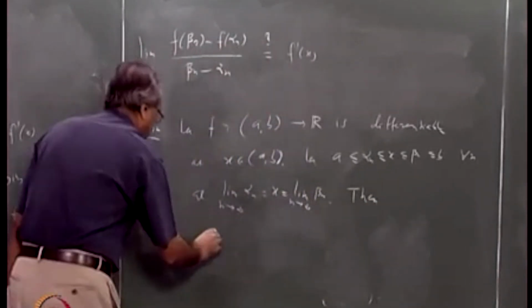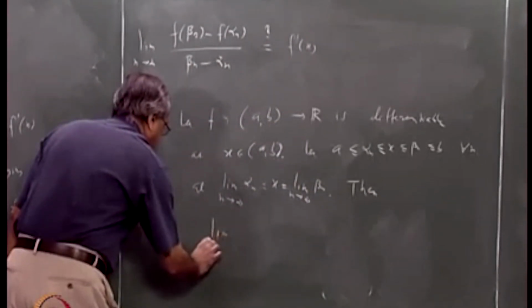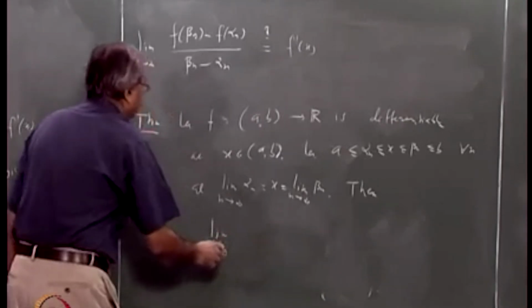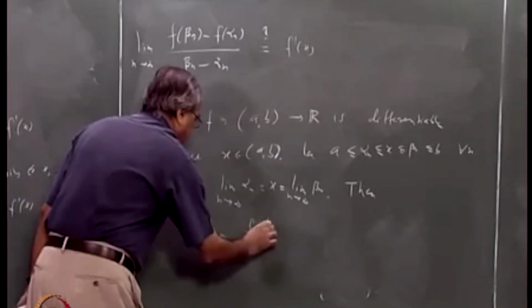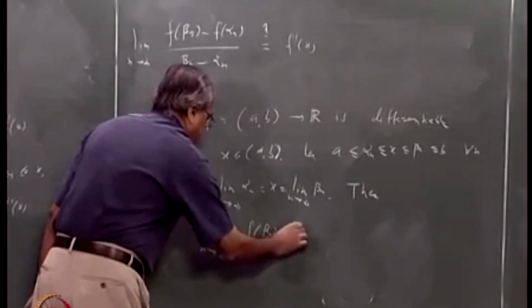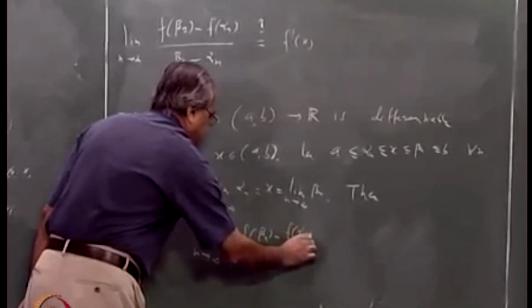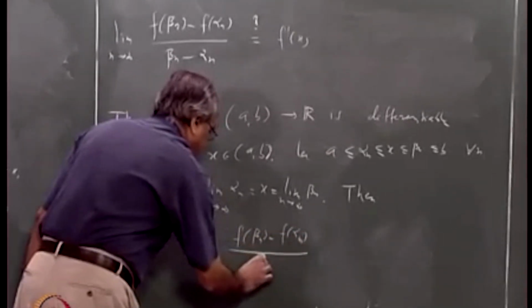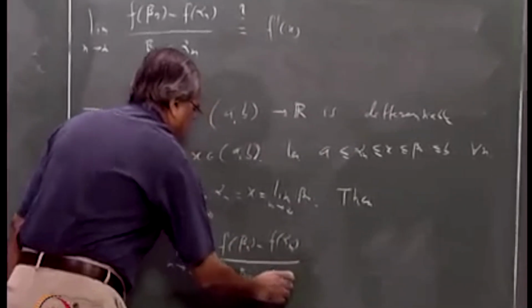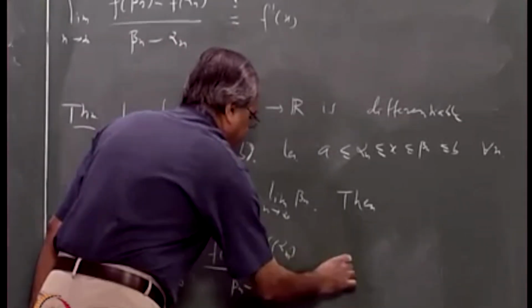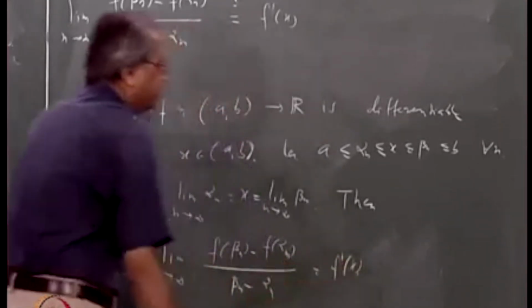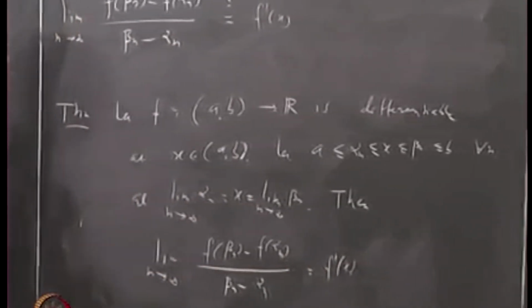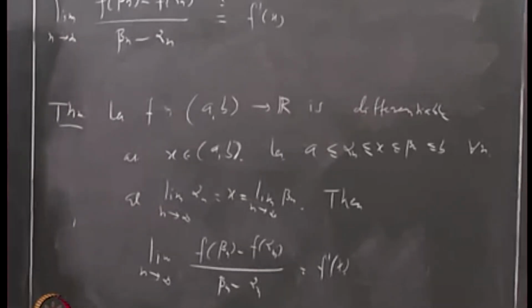Then the limit as n tends to infinity of f of beta n minus f at alpha n divided by beta n minus alpha n is equal to f prime x.